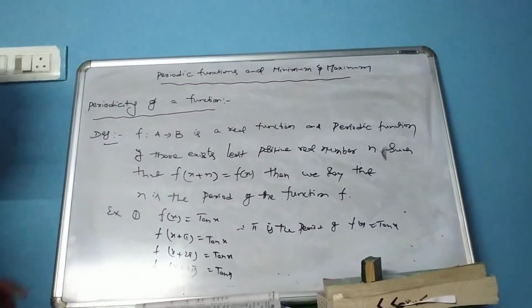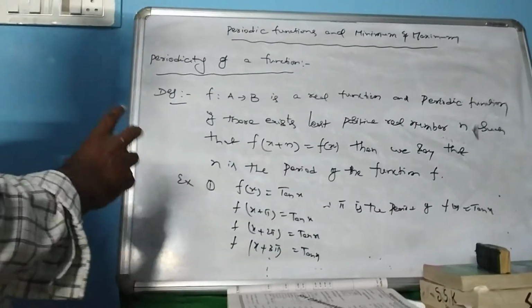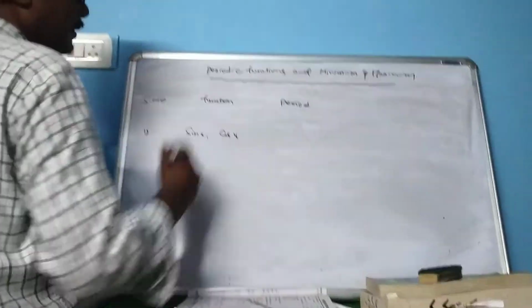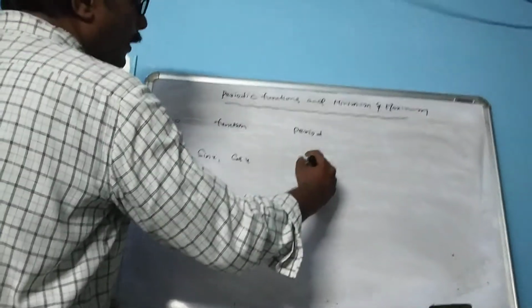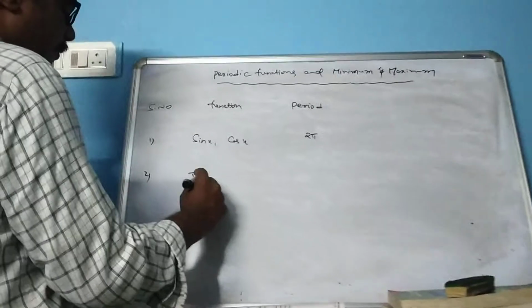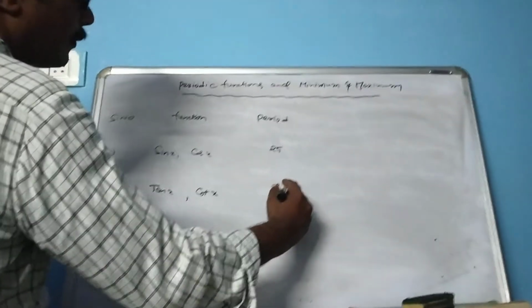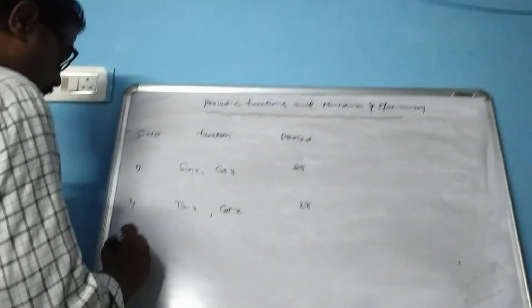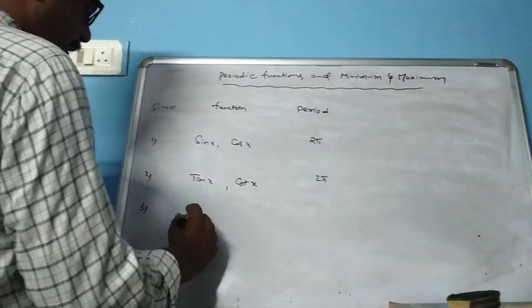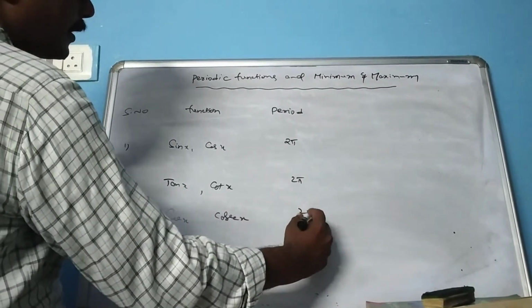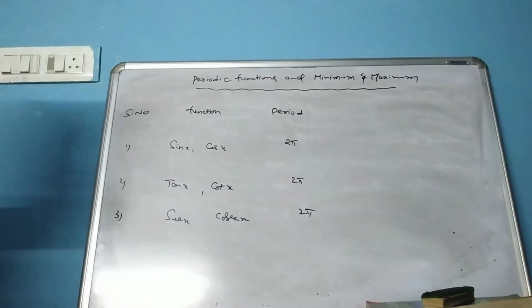Okay, friends. Now for a function like sin x, cos x, 2 pi is the period. Similarly, for cosec x, 2 pi is the period. Next, secant x, cosecant x: 2 pi is the period.